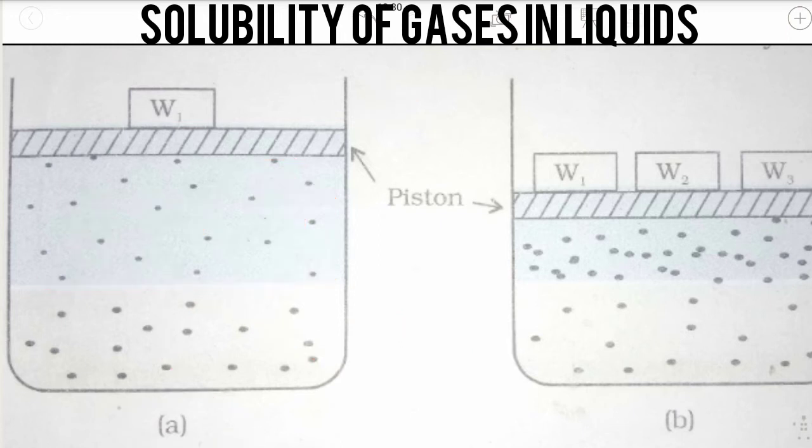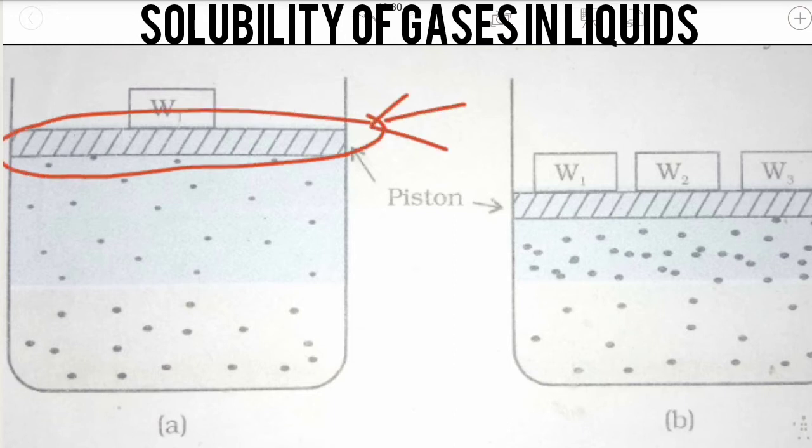Now what you have to do is increase the pressure over the solution phase by compressing the gas to a smaller volume. Here we have a frictionless piston. Now put weight on it, that is W1. When you put weight, there will be an increase in pressure by compression, which will lead the gas to a smaller volume. Now notice figure B.